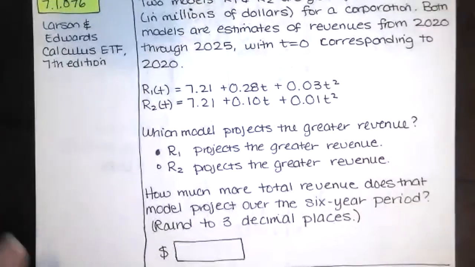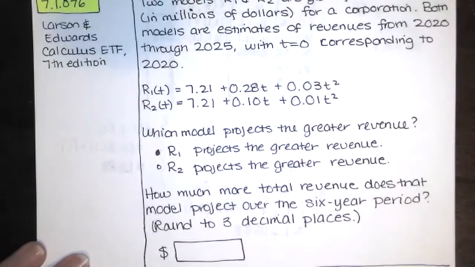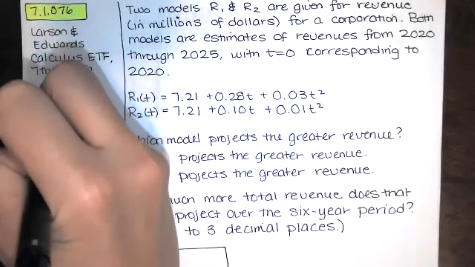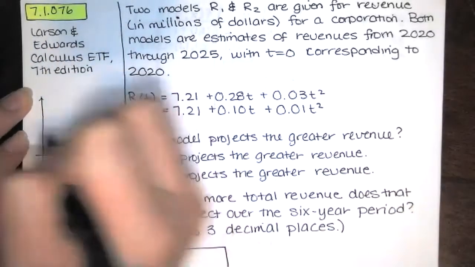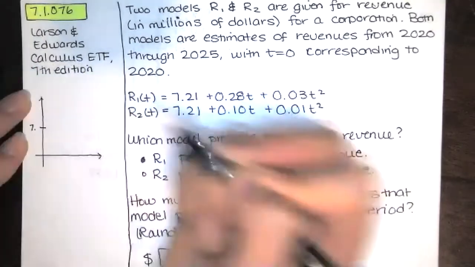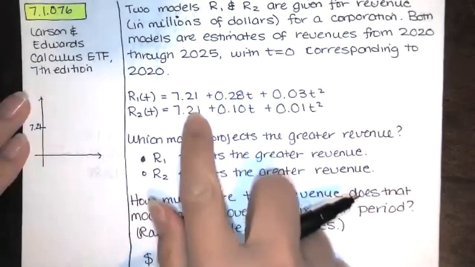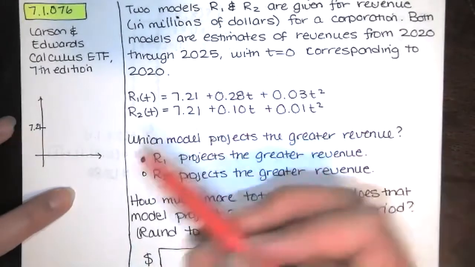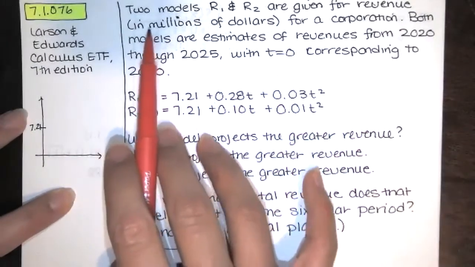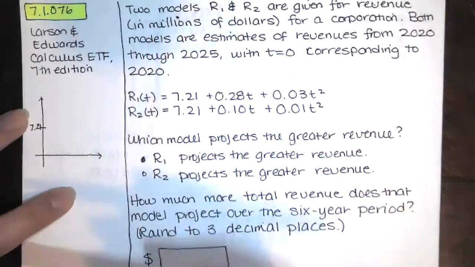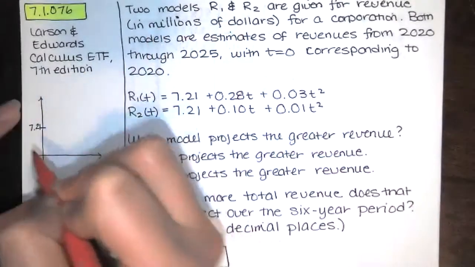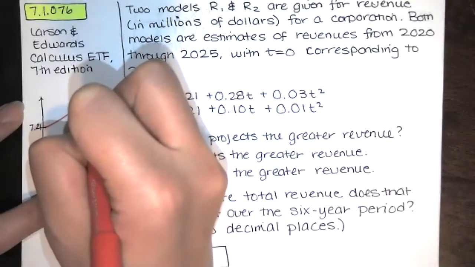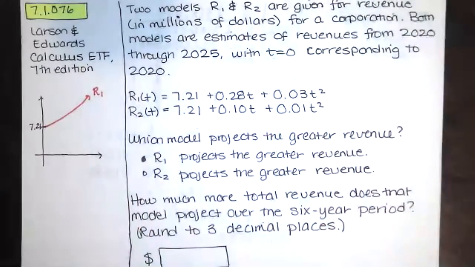And if I draw my picture over here on the side, it kind of looks like this. When t equals 0, both of these functions start with a revenue of 7.21. I guess that's like $7.21 million at 2020, probably January of 2020. And R sub 1 looks like this, and R sub 2 looks like this.